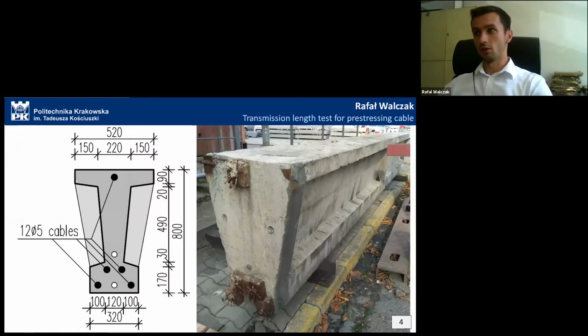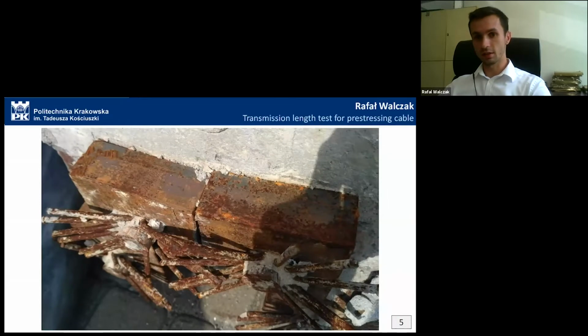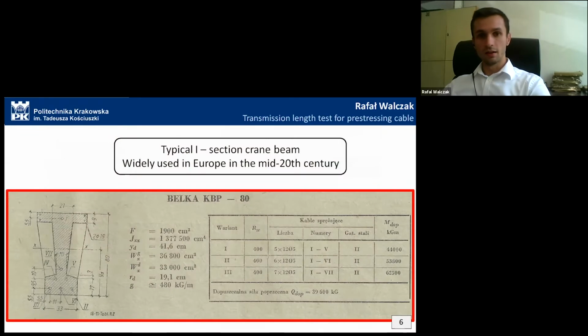The specimens on which the test was recorded are post-tensioned concrete crane beams, disassembled from an industrial plant. As we can see, the cable anchorages have no protection at all, and we can see signs of corrosion on them. Those are typical I-section crane beams, widely used in Europe in the mid-20th century. That means many of those structures are still in use, and most of them exceed the design period of use.